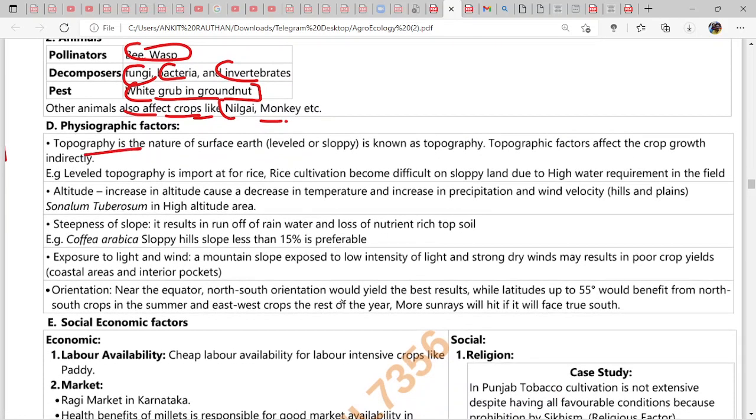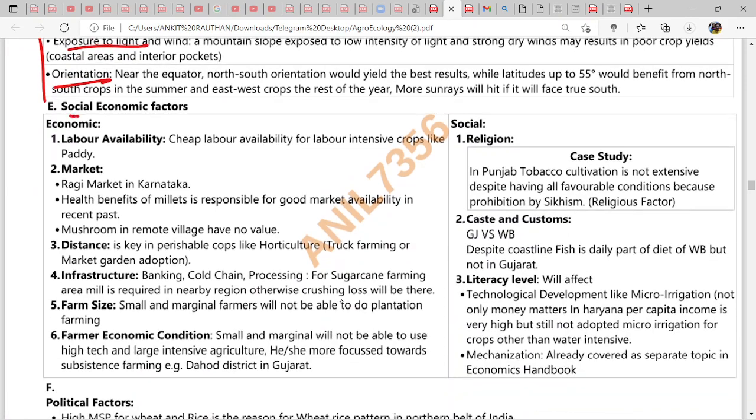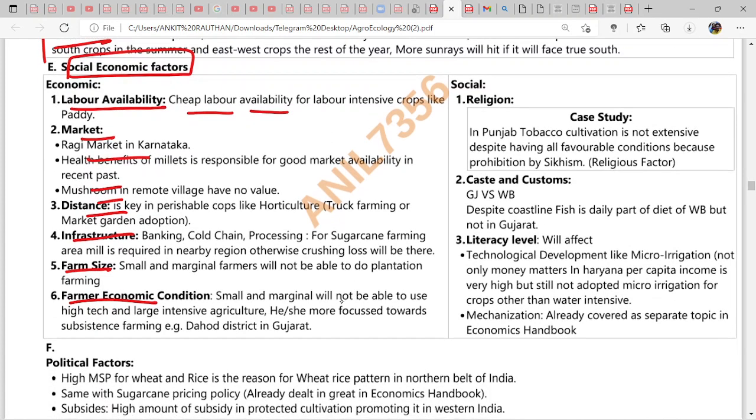Physiographic factors: topography, altitude, steepness of slope, exposure to light, orientation. These are physiographic. Socioeconomic factors: labor availability, do we have cheap labor availability? Market, do we have a market based on distance? Infrastructure, farm size, farm economic conditions. Social condition, religion, as in tobacco. In Punjab tobacco cultivation is not extensive. Caste and customs, Gujarat versus West Bengal, despite the coastline, fish. Literacy level, technological development, mechanization.